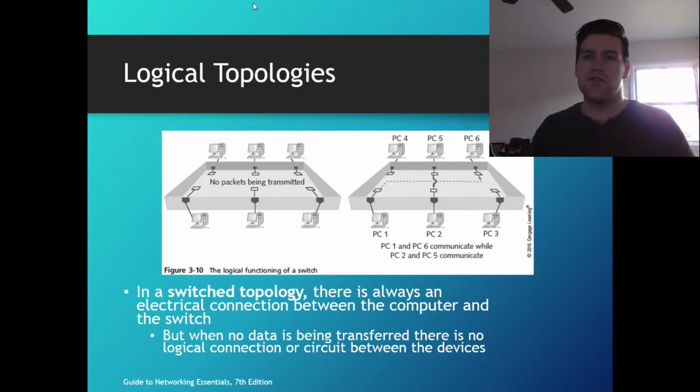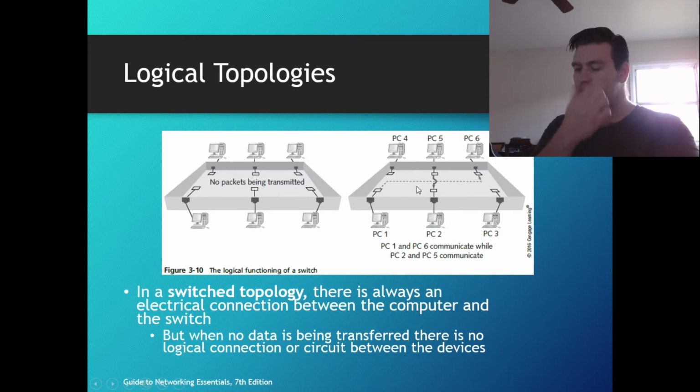Logical switched, or switched topology. So when we get to logical switched, if you look at our slide here, you can see that when no data is being transmitted, there are no connections. This is known as dynamic connections. It creates dynamic connections, and so the connection only exists when data is being transferred. So in this case, we have PC1 transferring data to PC6, and you notice this connection is not here when no packets are being transmitted, but it creates the connection as transmission occurs. So that's how a switch sort of works.